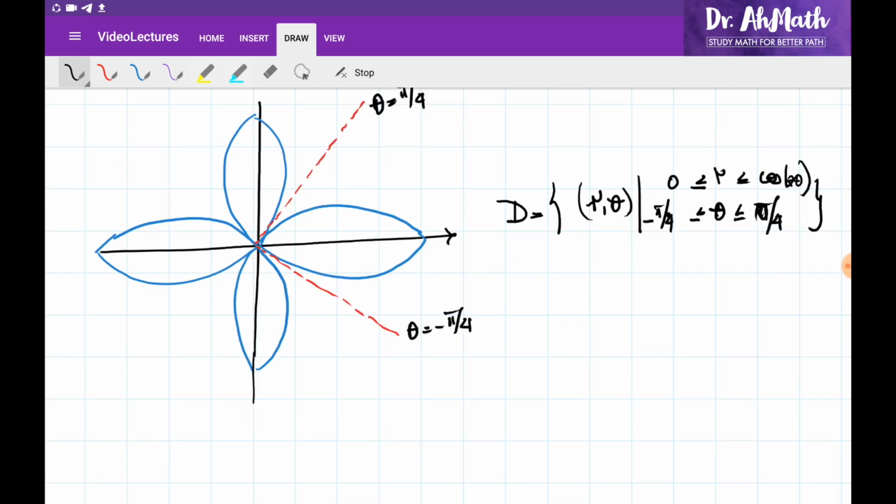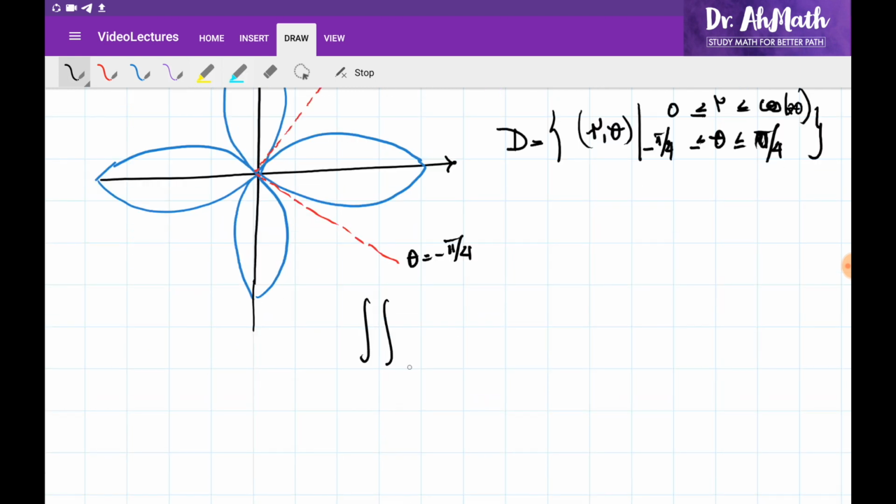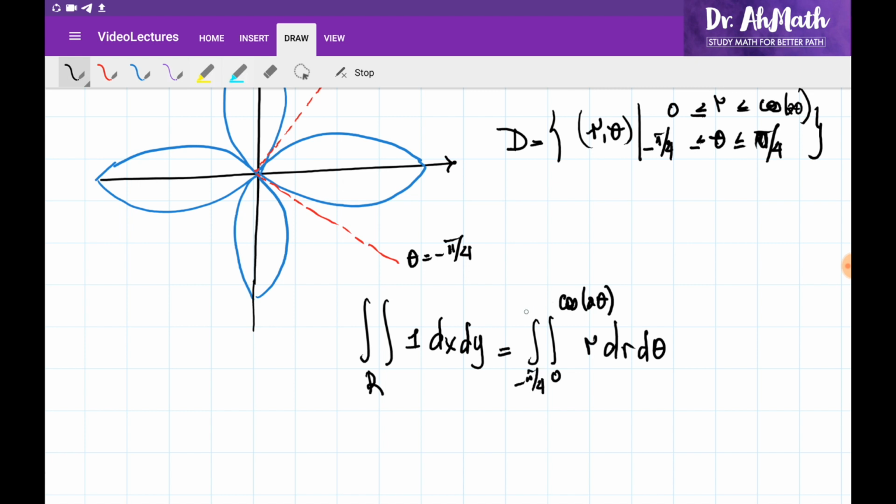We need to find the area, and we would just double integrate some surface. For example, 1 would just give me a flat surface with the height of 1. And we need to integrate this with respect to x and y. So this would be the same as integrating this one in polar coordinates, where r would change from 0 until cosine of 2 theta, multiplied by r dr d theta, and theta would change from minus pi over 4 until pi over 4.